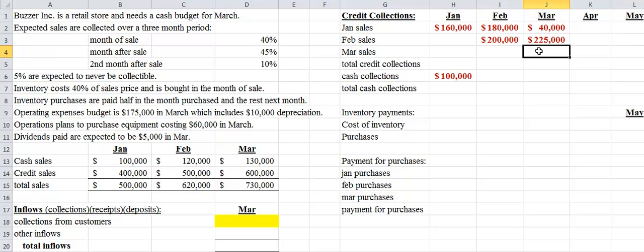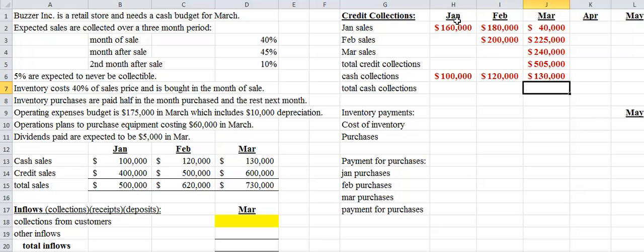How about March sales? When am I going to receive those? Well, I'm going to get the first chunk of March credit sales in March. And I could do April and May if I wanted to, but I know that I'm just doing March's cash budget, so I'm only interested in this column. So those are the collections from credit sales that will occur in March. The cash sales, of course, are going to happen right in the month that they're sold.